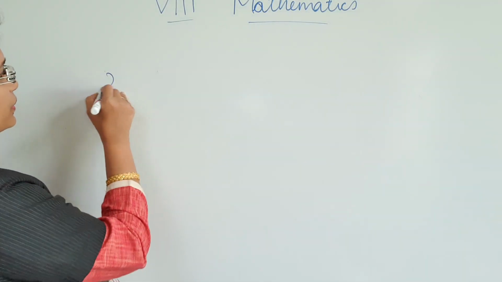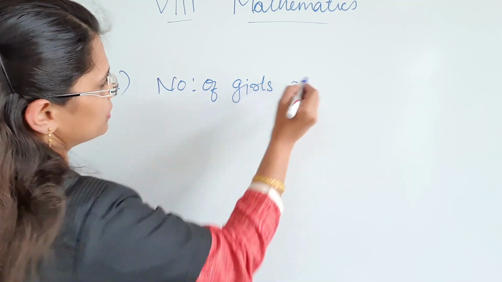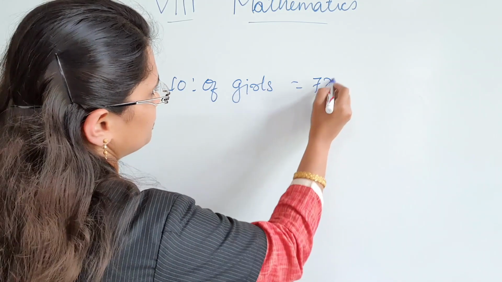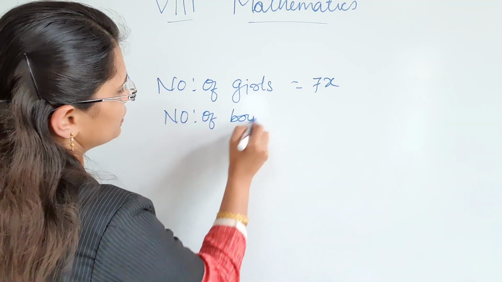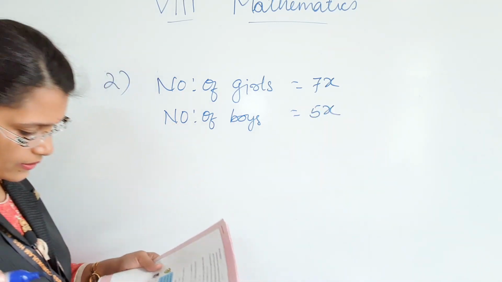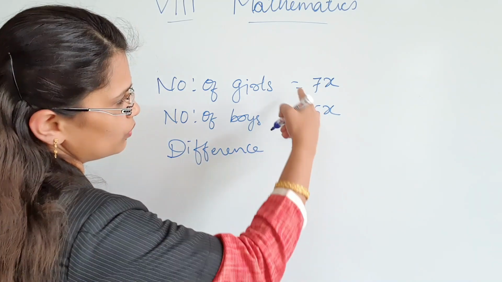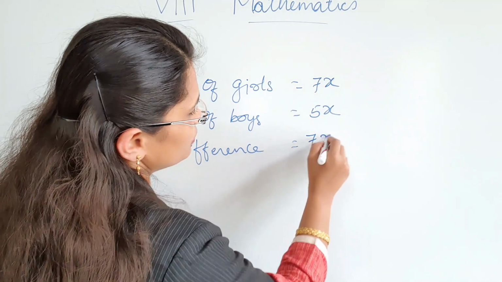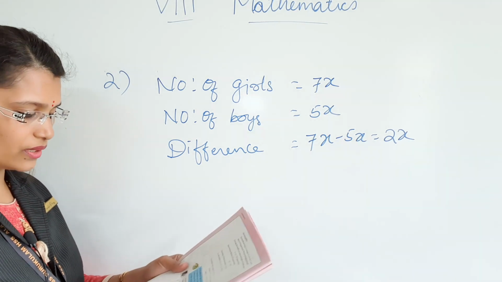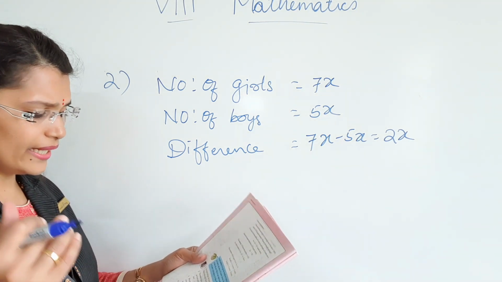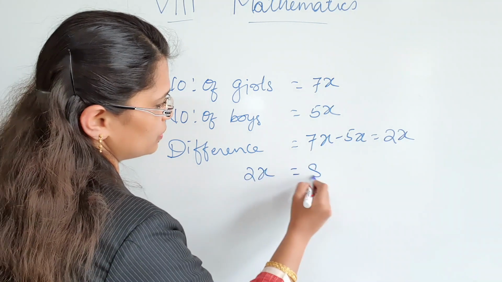So how can you write? Let the number of girls is equal to 7x, and number of boys is equal to 5x, and then the difference is equal to, what is the difference between these children? 7x minus 5x is equal to 2x. This is already given, right? What is the difference? There are 8 more girls than boys. So the difference is 8. 2x is equal to 8.